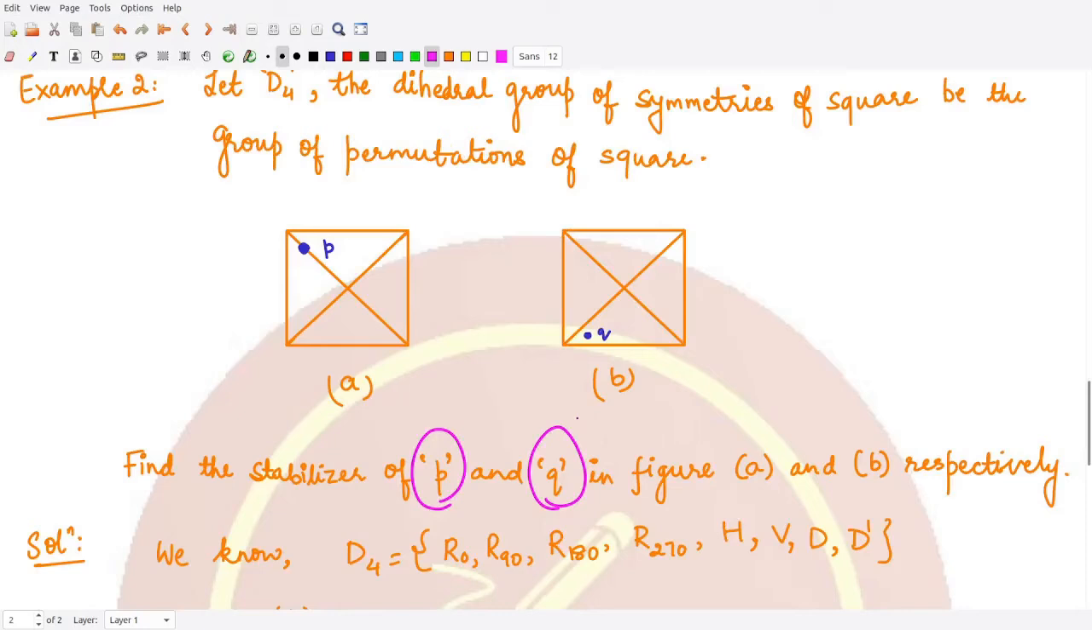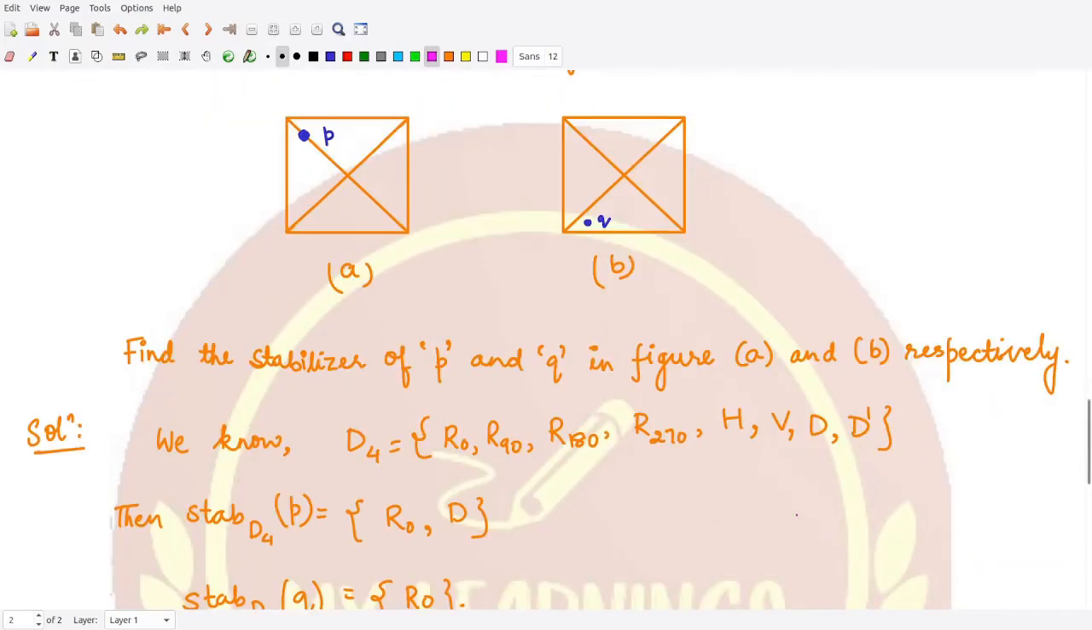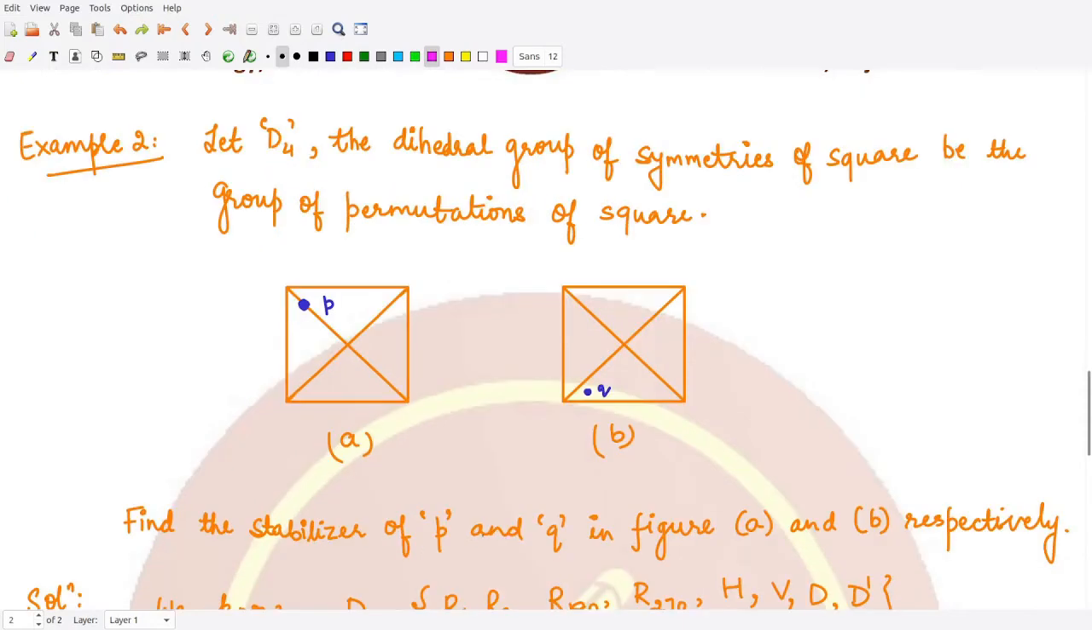First of all, you should know what all entries are there in D4, and only then are you able to tell the answer, which is the permutation. In D4, we have rotation by 0 degrees, 90 degrees, 180 degrees, 270 degrees, and then reflection in the horizontal direction, reflection in the vertical direction, reflection along the main diagonal, and reflection along the other diagonal. So these 8 elements are there in the group D4 of symmetries of the square. Now we are required to calculate the stabilizer of the points P and Q in the above figure.